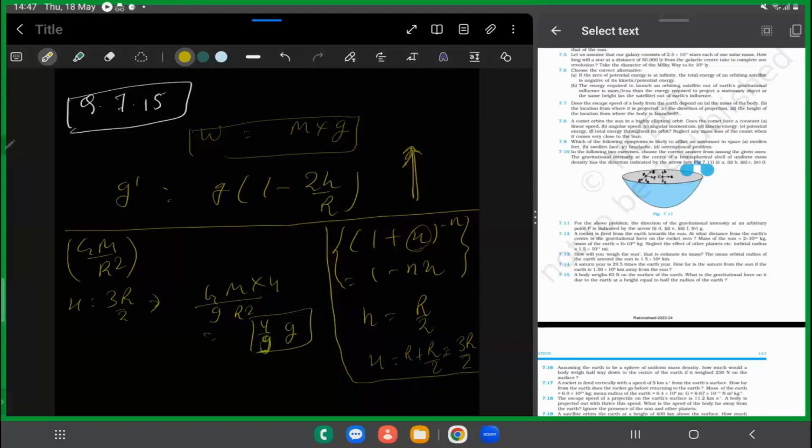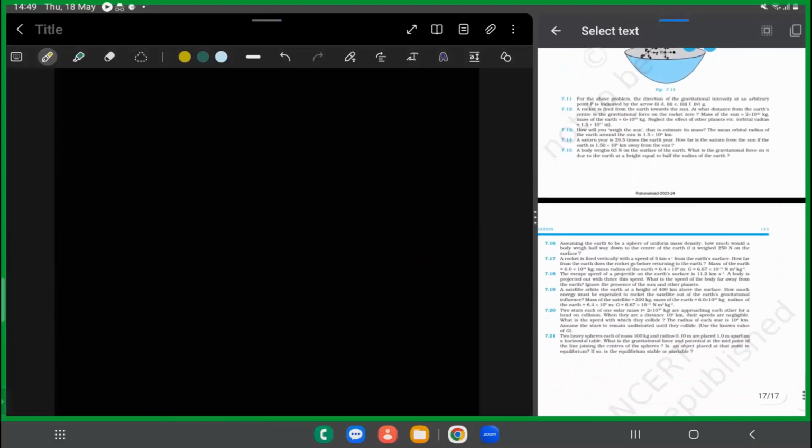So we can now find the weight, which equals m times g dash, m into 4 by 9 times g. So the new weight equals 4 by 9 times the initial weight. So this is equal to 4 by 9 into 63, and this is our final answer for this part. Now let's move to our next question, that is 7.17.